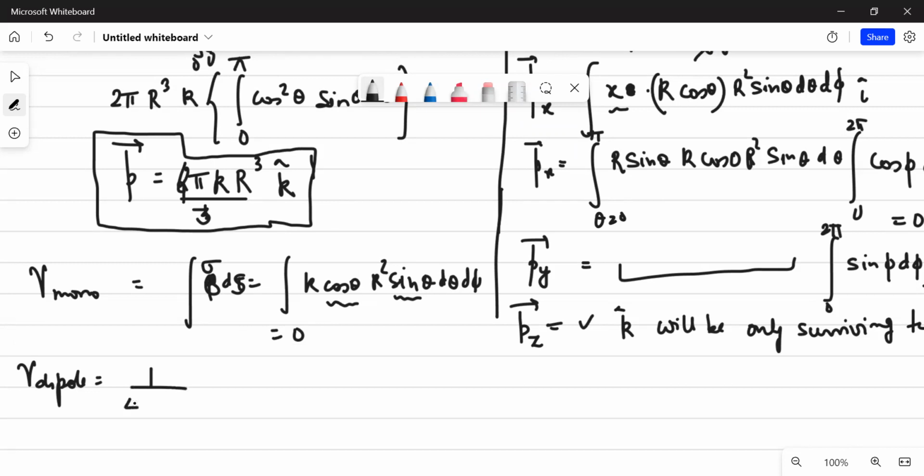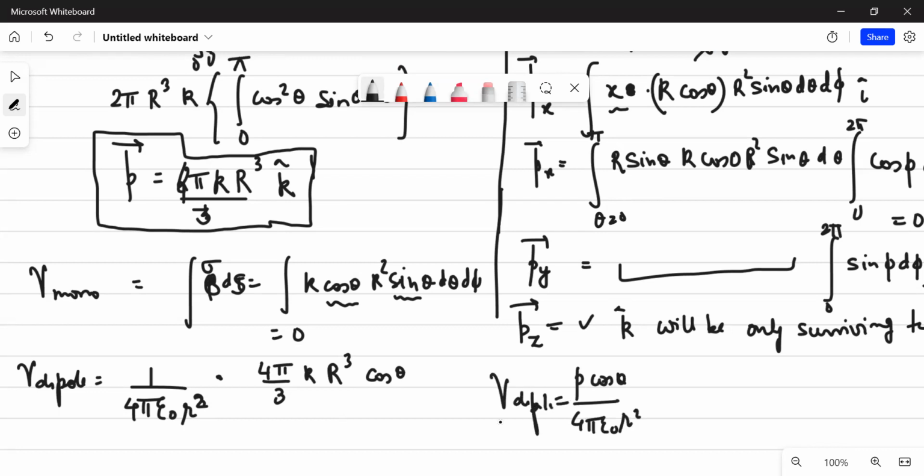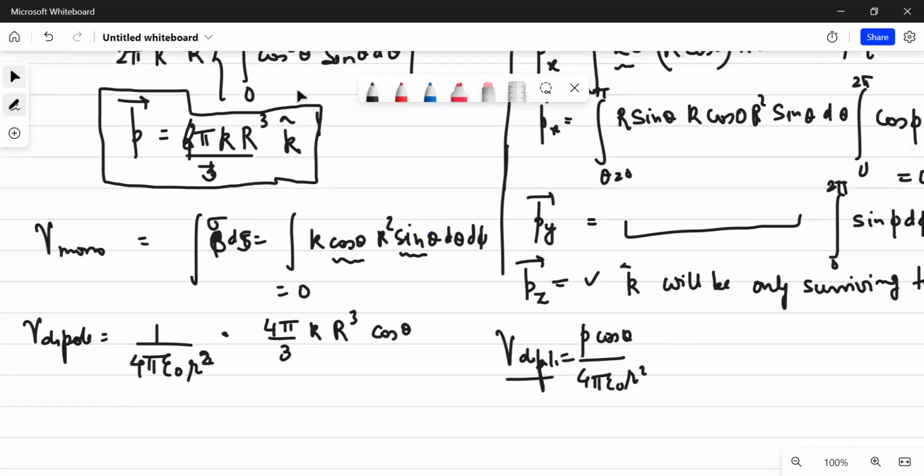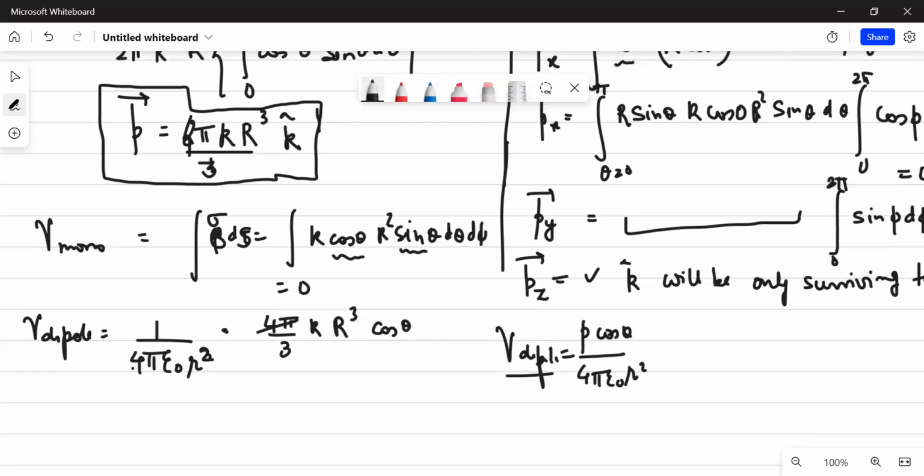So answer would be 1 upon 4 pi epsilon naught, and you have this r square, and then this dipole, you can write it here. So this will be 4 pi upon 3 and then k. So this will be p cos theta होता था. So what was dipole moment? Dipole potential is p cos theta divided by 4 pi epsilon naught r square. This is what is V dipole. Just replace the value here and we'll get the answer. Is that clear? Yes. So cos theta वाली term 1 हो जाएगी ना.